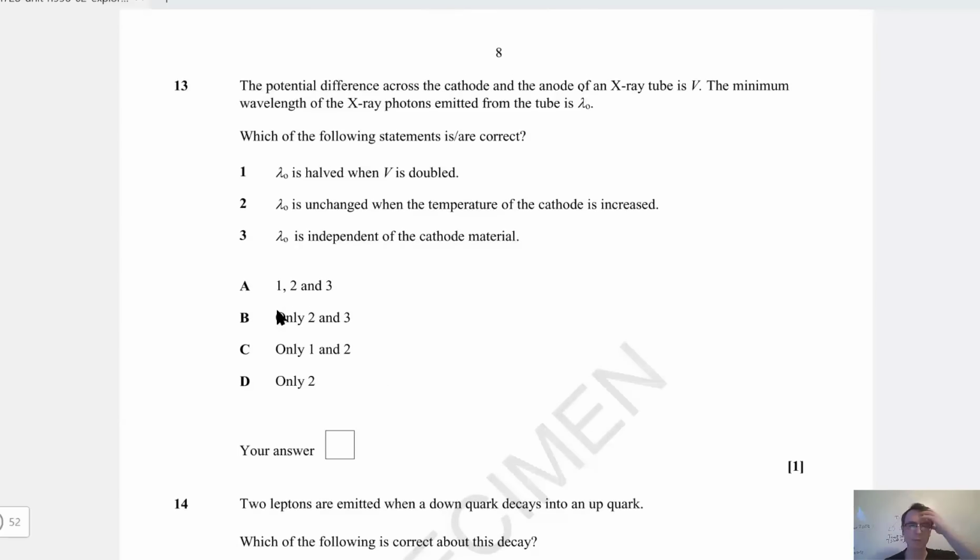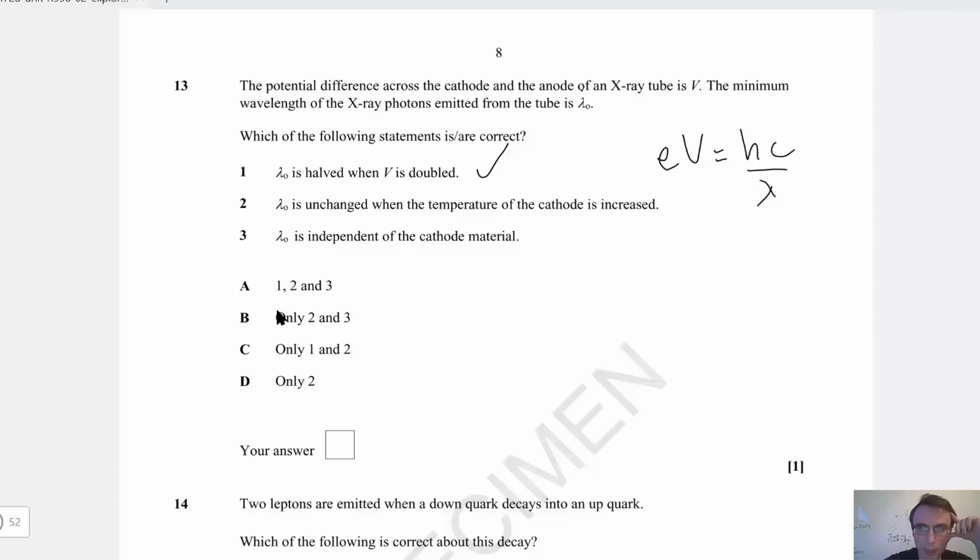Okay, next one, the potential difference across the cathode and the anode of an X-ray tube is V. The minimum wavelength of the X-ray photons from the tube is lambda naught. Which of the following statements is correct? Okay, so eV is equal to hc over lambda in general. So if lambda naught is halved when V is doubled, they seem to be inversely proportional to one another. Yep, so this seems fine.